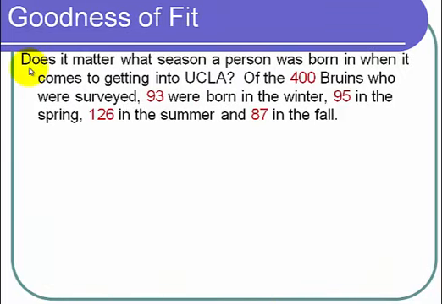So here's the example I have now. Does it matter what season a person was born in when it comes to getting into UCLA? Of the 400 Bruins, that's the name of UCLA's team, so I'll call them Bruins, who were surveyed, 93 were born in the winter, 95 in the spring, 126 in the summer, and 87 in the fall.